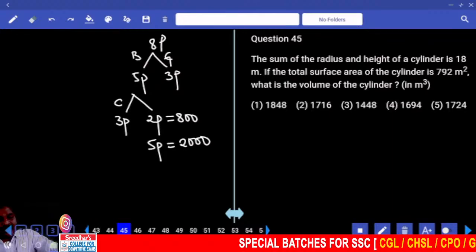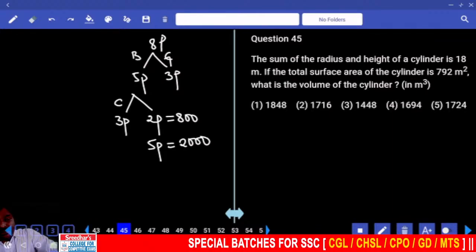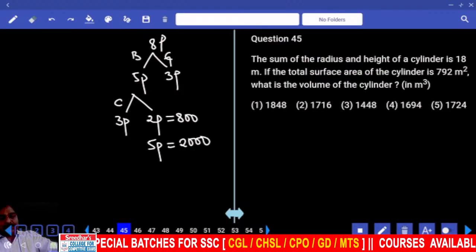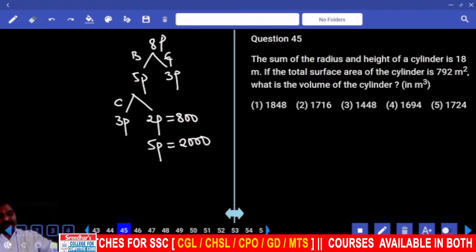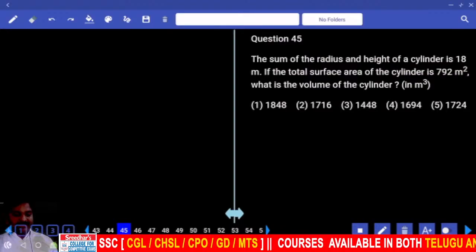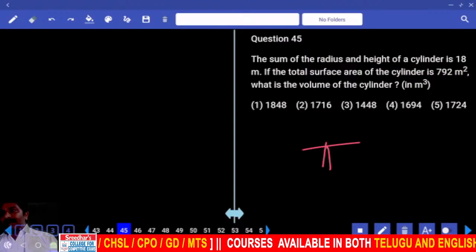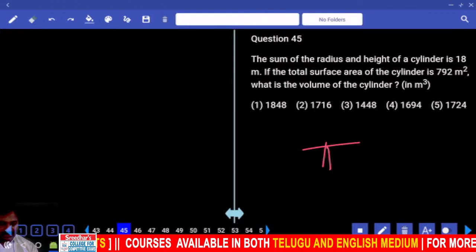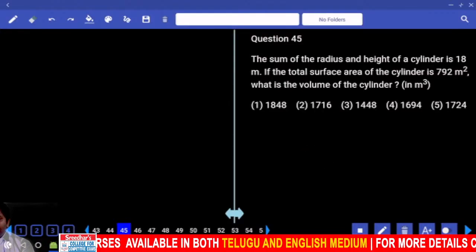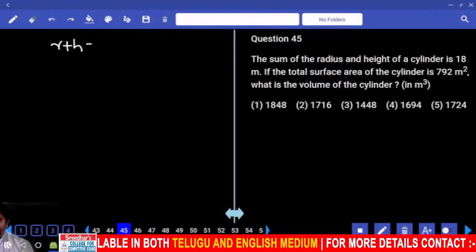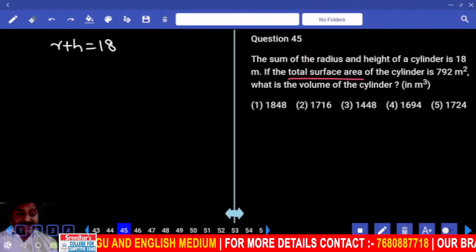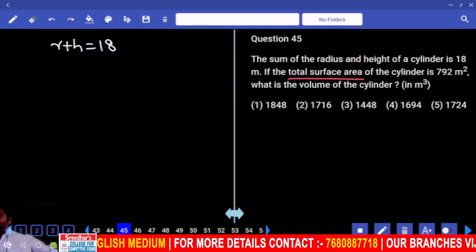The sum of the radius and height of a cylinder is 18 meters. If the total surface area of the cylinder is 792 square meters, what is the volume of the cylinder? Volume of the cylinder, pi is involved. The answer must be a multiple of 11. Multiple options are there. We have to calculate. The sum of radius and height is mentioned as 18. Total surface area, be careful. It is total surface area.